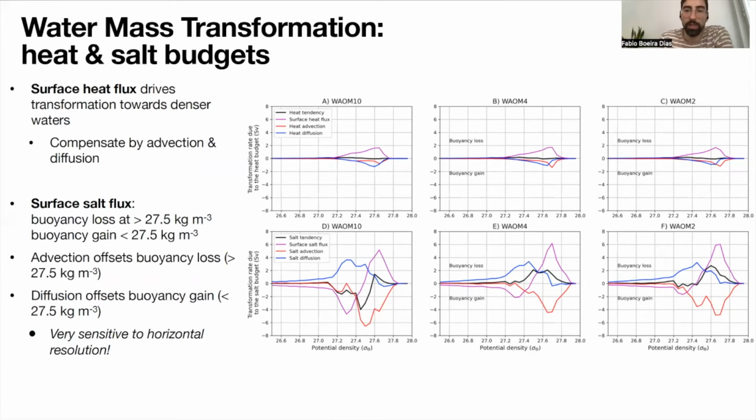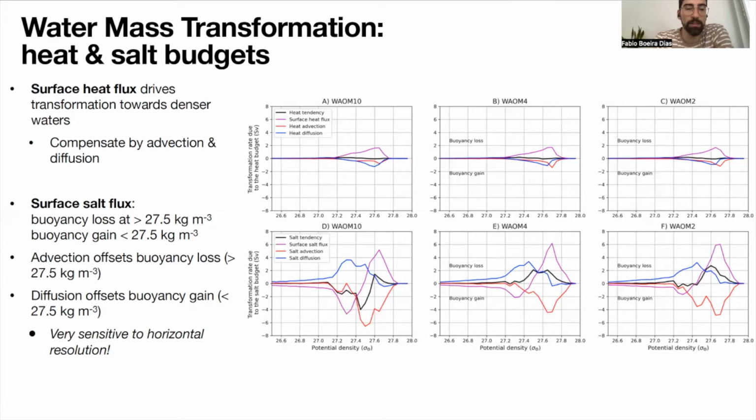So here we show the heat budget in the upper row and the salt budget in the lower row, where the surface fluxes are represented by the magenta line. And here you observe that the surface heat flux contributes to transformations toward denser waters, but is almost fully compensated by the opposite effect from advection and diffusion. So you don't have a very significant net water mass transformation due to the heat budget.